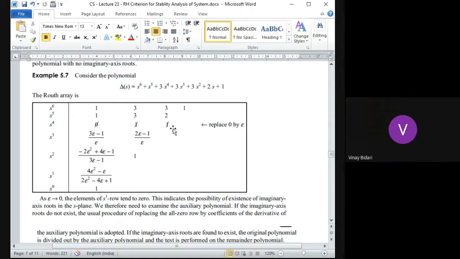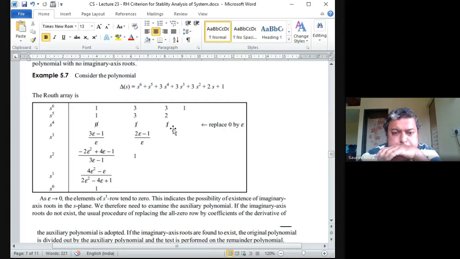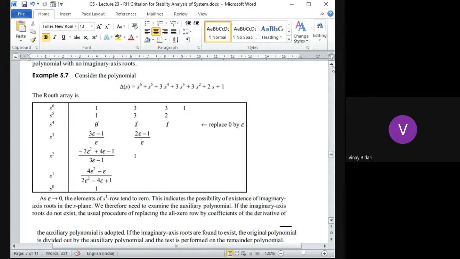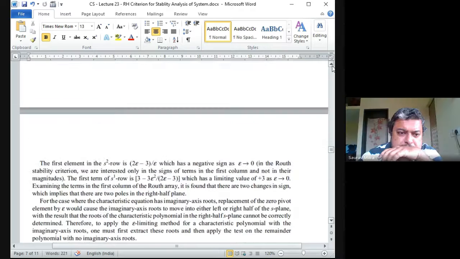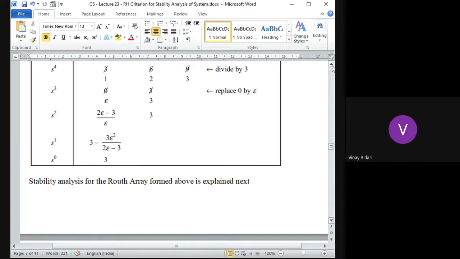Yes? Sir, I have a doubt, sir. In the term 2 epsilon minus 3 by epsilon, when it tends to 0, then divided by 0 it will come out, sir. Why won't it be infinity?